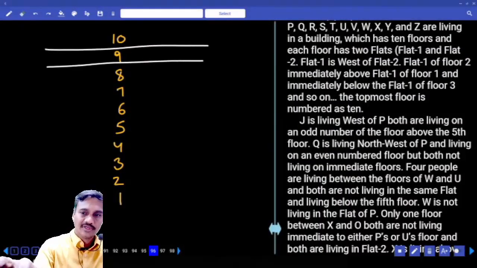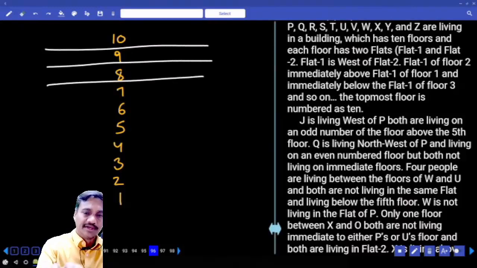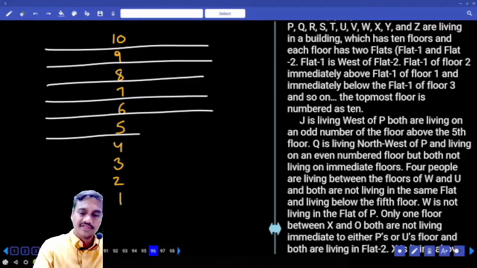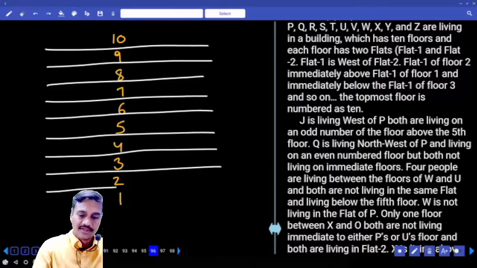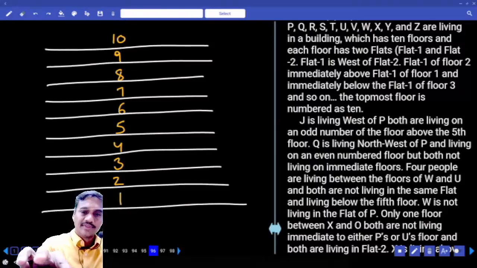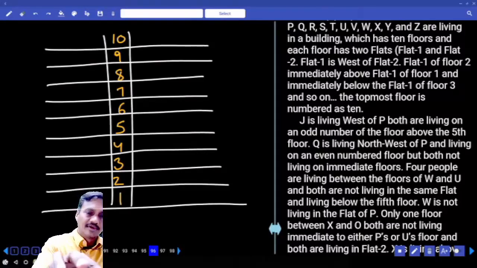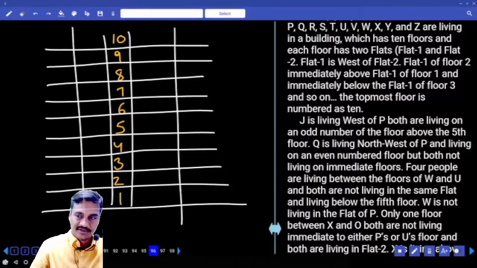And in each floor, there are 2 flats and 1 person is staying in each of these flats. 20 persons are living in these 20 flats. Sari poyindi kada? 20 are living in these 20 flats. Then coming to condition number 1. Now this is flat number 1 and this is flat number 2.